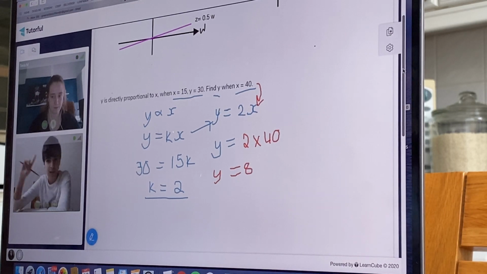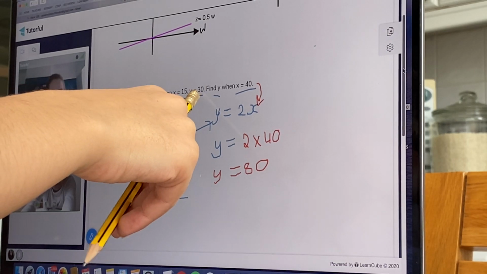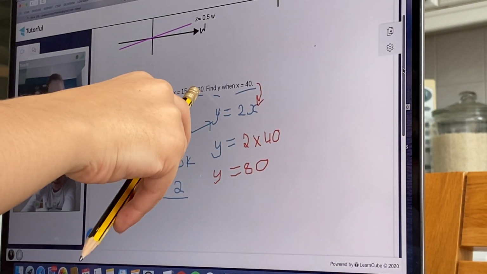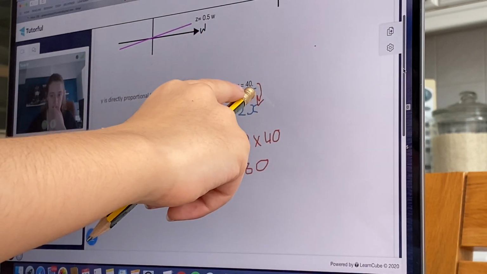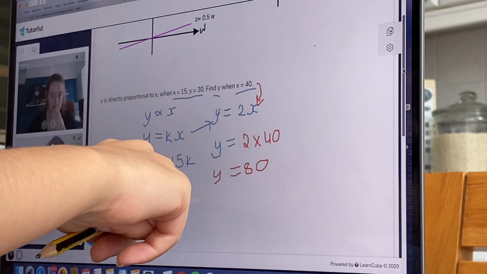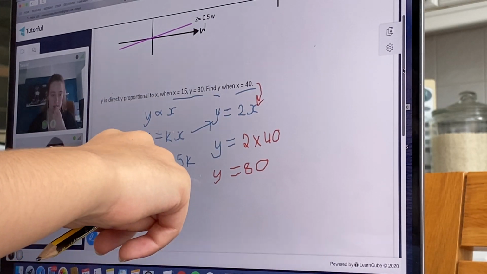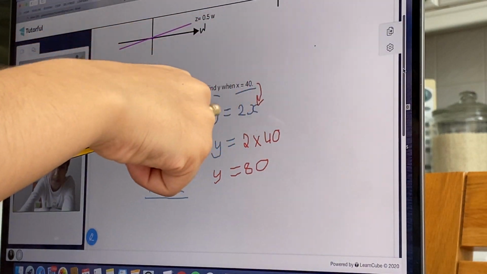So is this how it went? 15y equals 30, so 15 times 2 equals 30, and then you can divide it by 40 by 2, and you get 20, and then you know that k is 2 because you divided it and multiplied it.